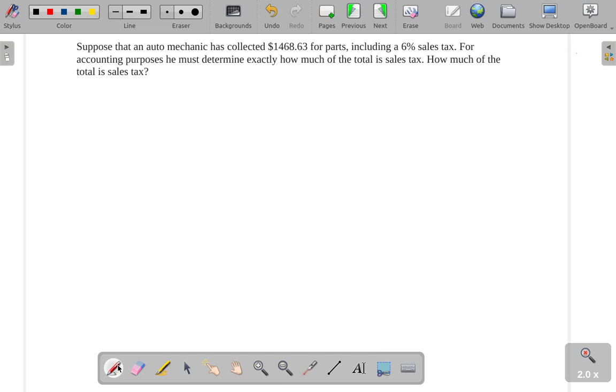So he collected the money and he has all the receipts, but he forgot to write down exactly how much was for sales tax and how much was the original amount. So he's trying to figure out what the total sales tax was. But you can see the original amount, the cost before sales tax, would be important here as well. So let's see, amount before tax, and then the total and the sales tax, I guess.